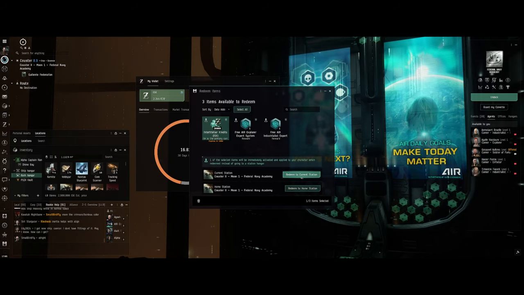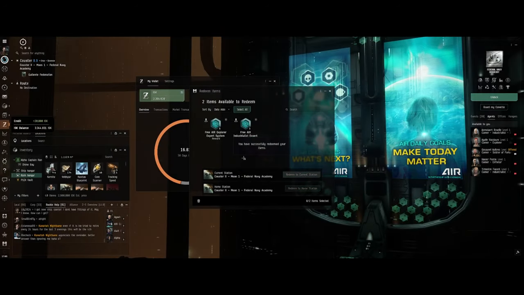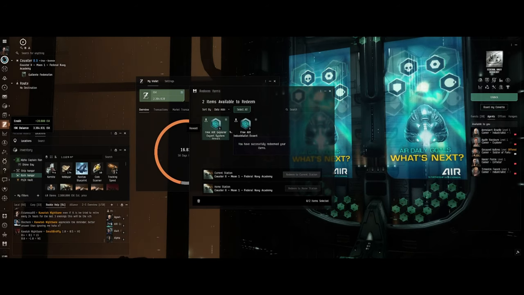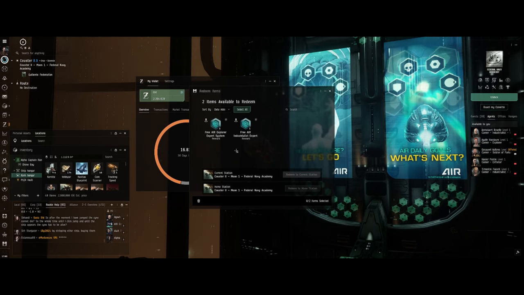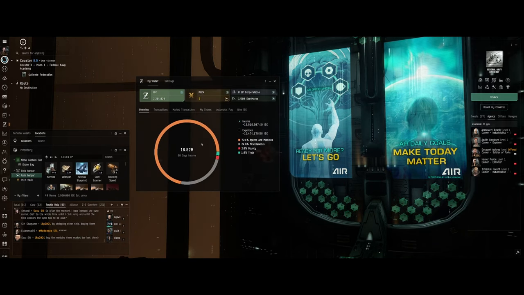So there's my 20,000. And as you can see, I have two expert systems waiting in the wings. I'm currently using the Enforcer expert system.